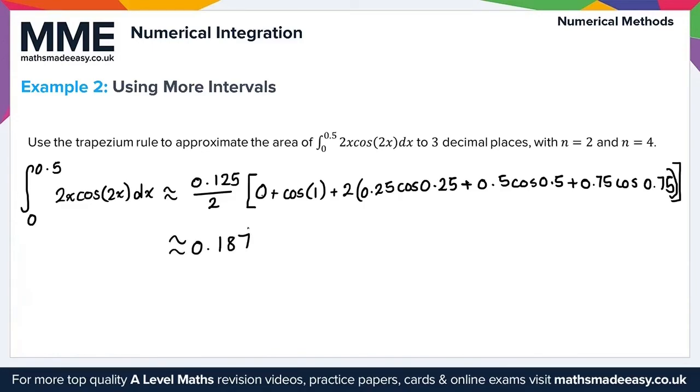0.187. Comparing this with the exact answer, which can be found by using integration by parts, the exact value for this integral is 0.191 to 3 decimal places. So we can see that using n equals 4 gives us an answer which is closer to the actual area compared to when we use n equals 2, for example. So that gives the solution to example 2 for numerical integration.